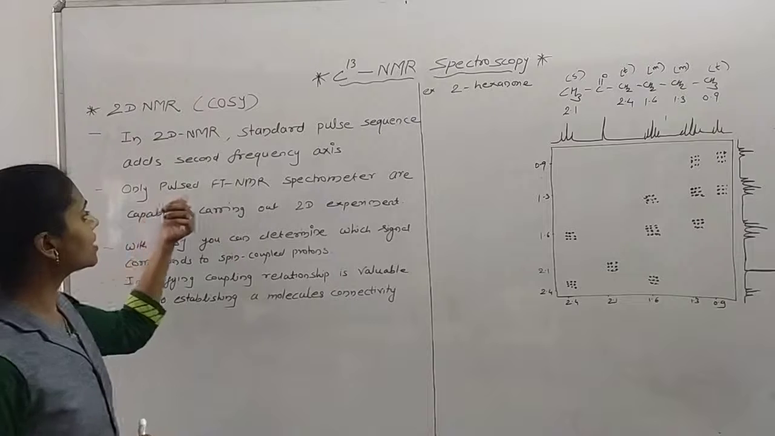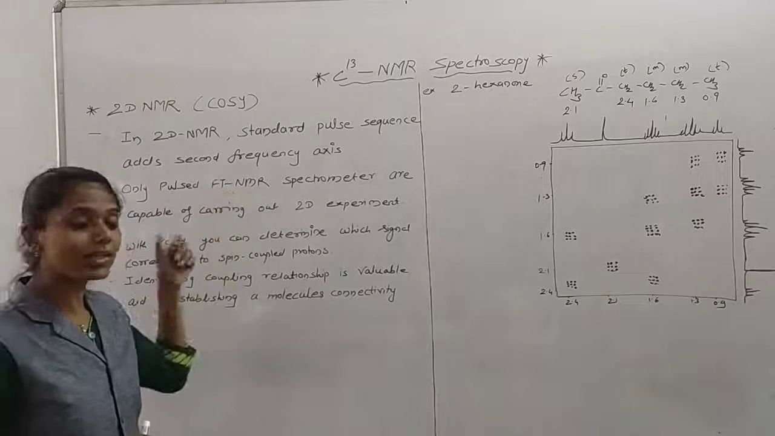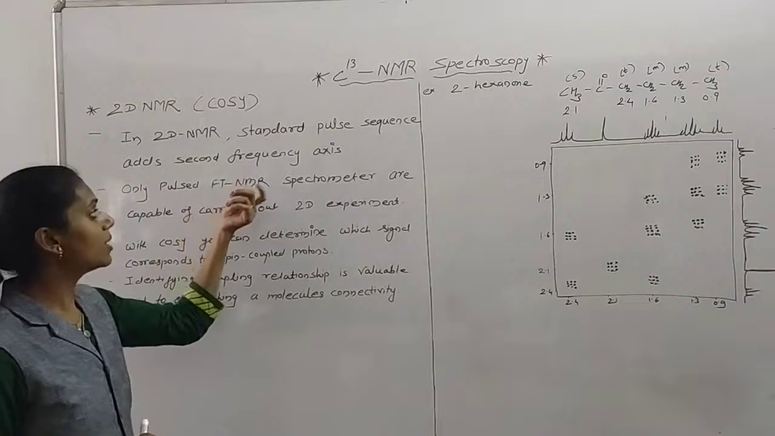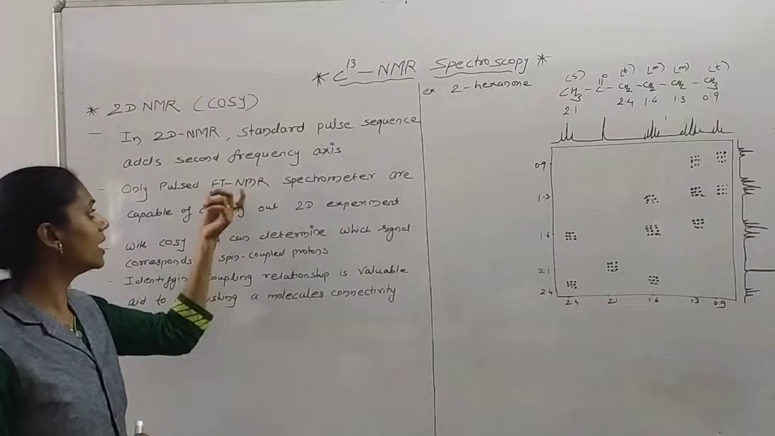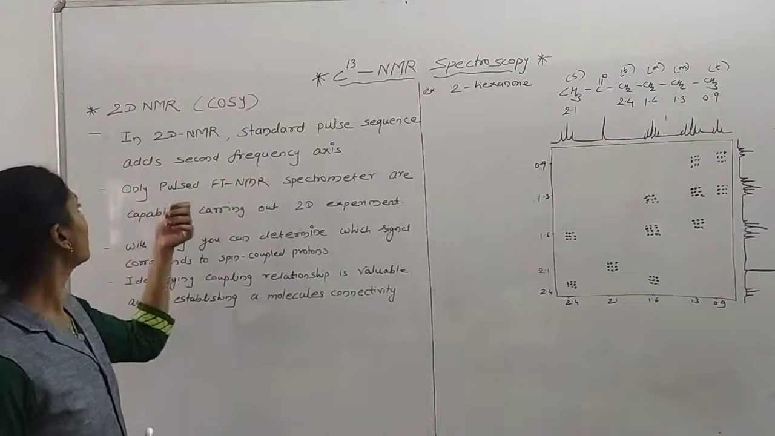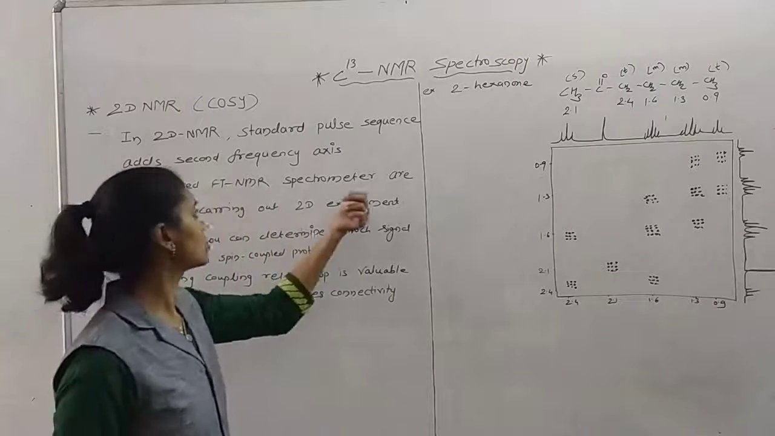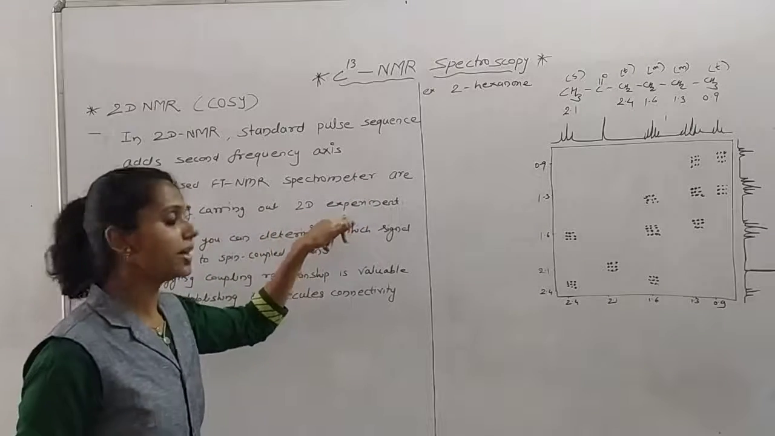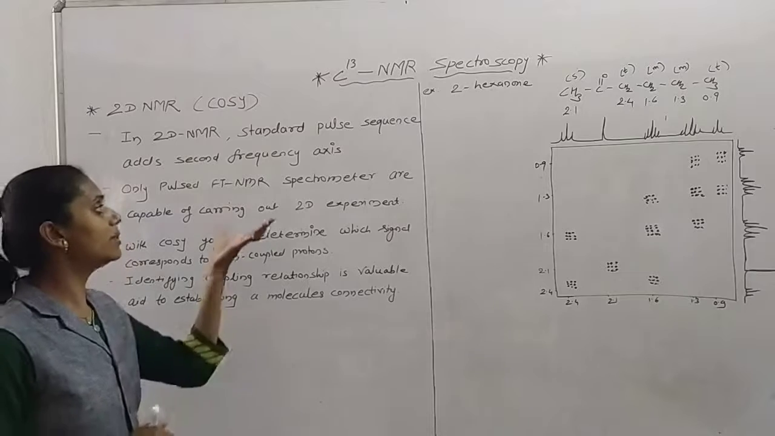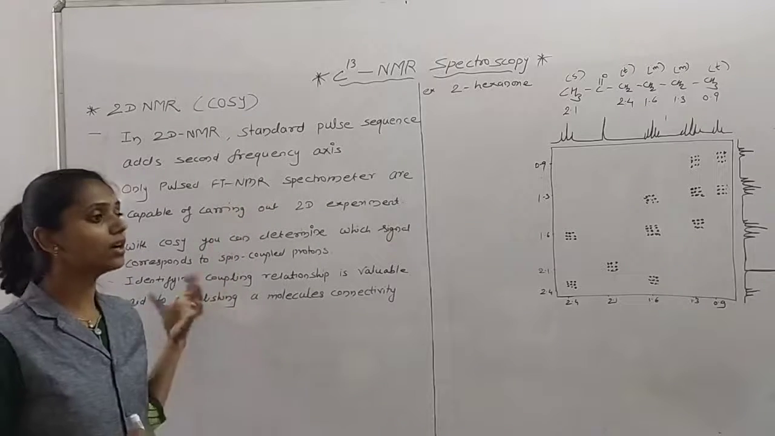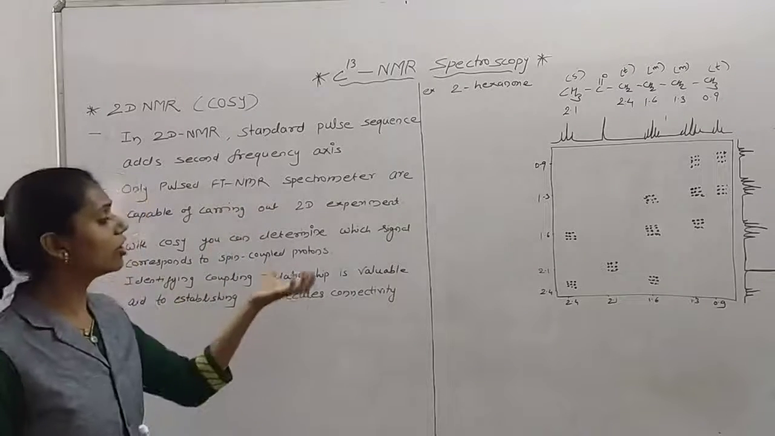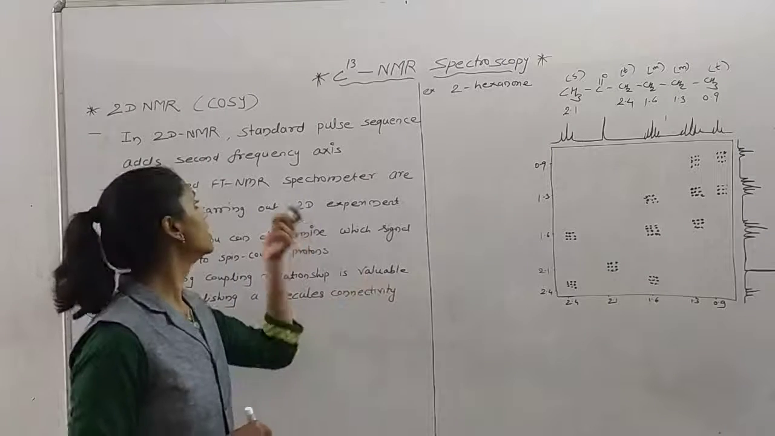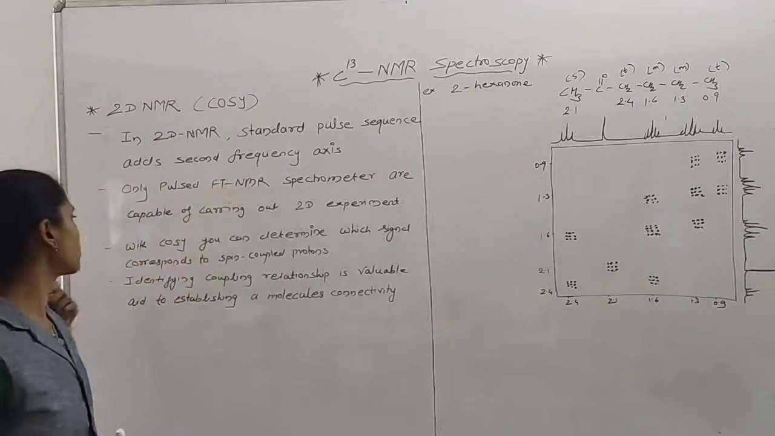Only pulsed FT NMR, actually Fourier transform NMR, spectrometers are capable of carrying out 2D experiments. That means the NMR spectrometer we use to do the experiment is an FT NMR spectrometer.